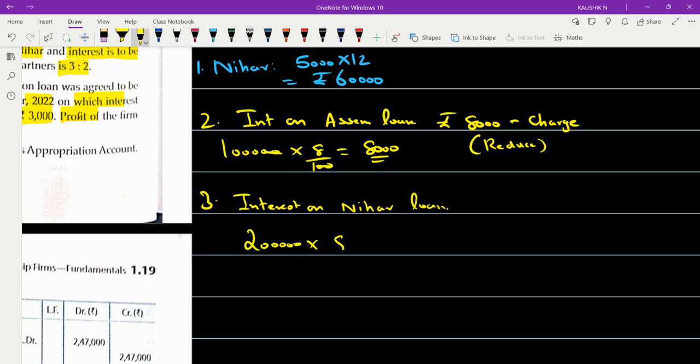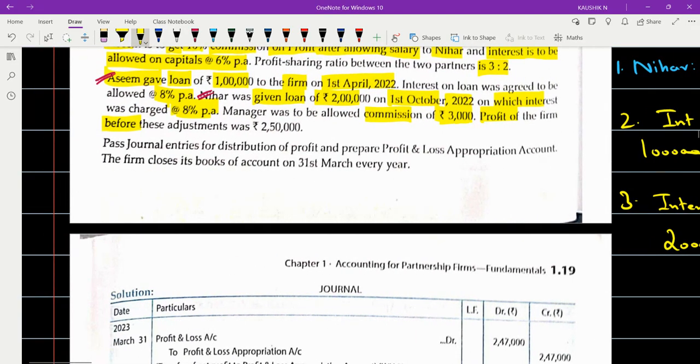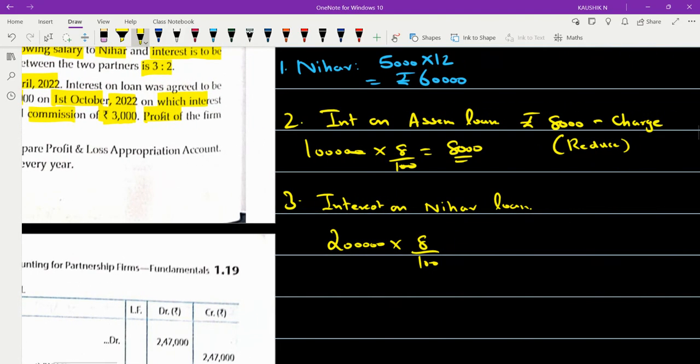2 lakh into 8 percentage, here also it was agreed to be 8 percentage. If you read the question, it is given very clearly. It is charged at 8 percentage. When it was taken on 1st of October, it will be for 6 months. Two zeros from here, two zeros from here. 6 ones are 6, 6 twos are 12, 2 fours are 8, 2000 into 4. How much will be the value? Okay, now tell me this interest on Nihar's loan, that means loan given by firm to partner. This interest is a charge or appropriation?